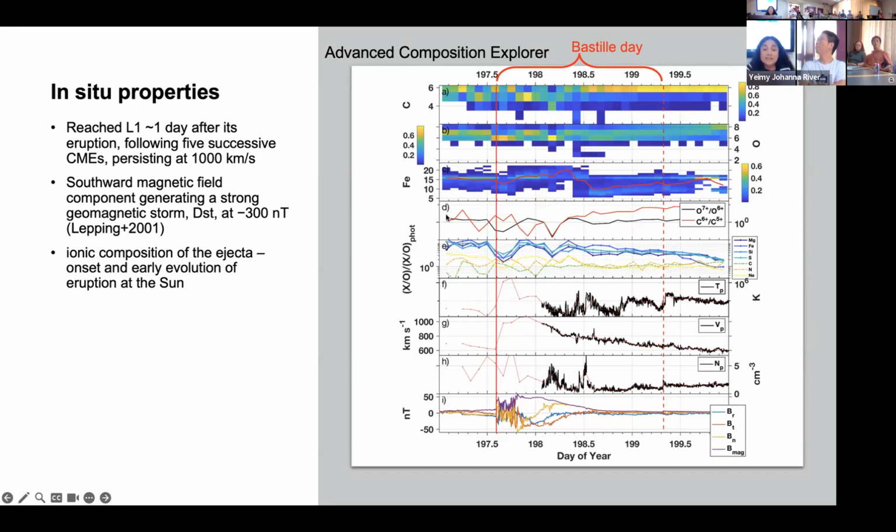The first 5 panels are composition, because that's mainly what I do. Of the first 5, we'll be focusing on these 3, so I'll come back to these. Then bulk properties: temperature, bulk speed, density, and then the magnetic field at the bottom.